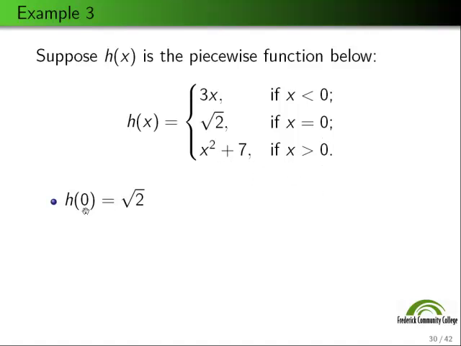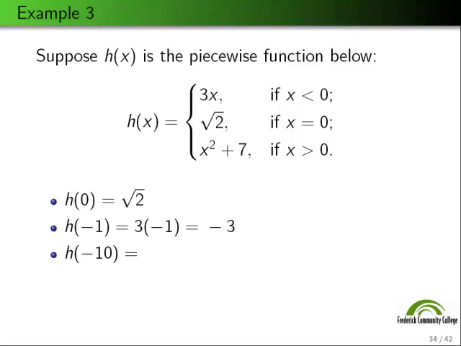So when x equals 0, we get the constant function square root of 2. If we look at when x is a negative 1, so h of negative 1, we go up here and look, and negative 1 is not bigger than 0, it doesn't equal 0, but it is indeed less than 0. So we do 3 times negative 1. It's going to give me a negative 3, so h of negative 1 is a negative 3.